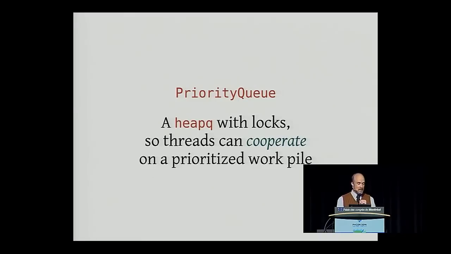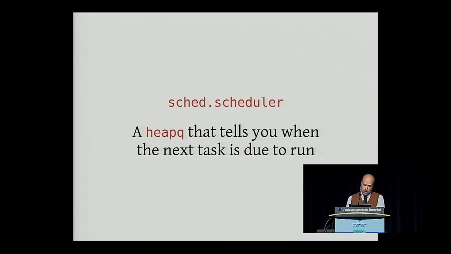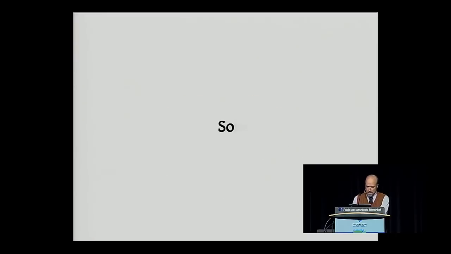There's a priority queue, also, I believe, in the queue module, which is a heap queue with locks so that threads can cooperate on prioritized work, where the work is labeled with priorities that make some items come off of that queue earlier than others. There's also a scheduler module that uses the heap queue. You can give it items on your calendar or events on your server that need to take place, and it'll tell you how long to wait until the next one triggers, using, again, this really efficient heap queue.